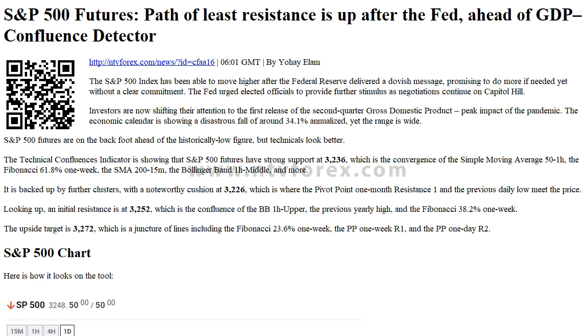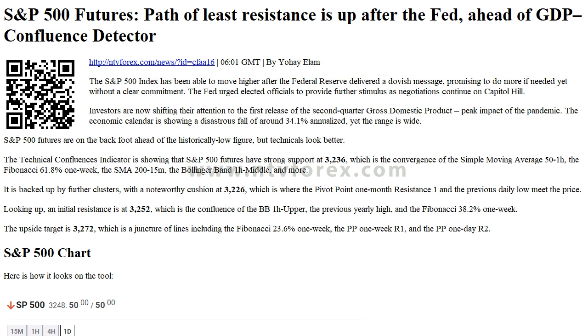Investors are now shifting their attention to the first release of the second quarter gross domestic product, peak impact of the pandemic. The economic calendar is showing a disastrous fall of around 34.1% annualized, yet the range is wide. S&P 500 futures are on the back foot ahead of the historically low figure, but technicals look better.